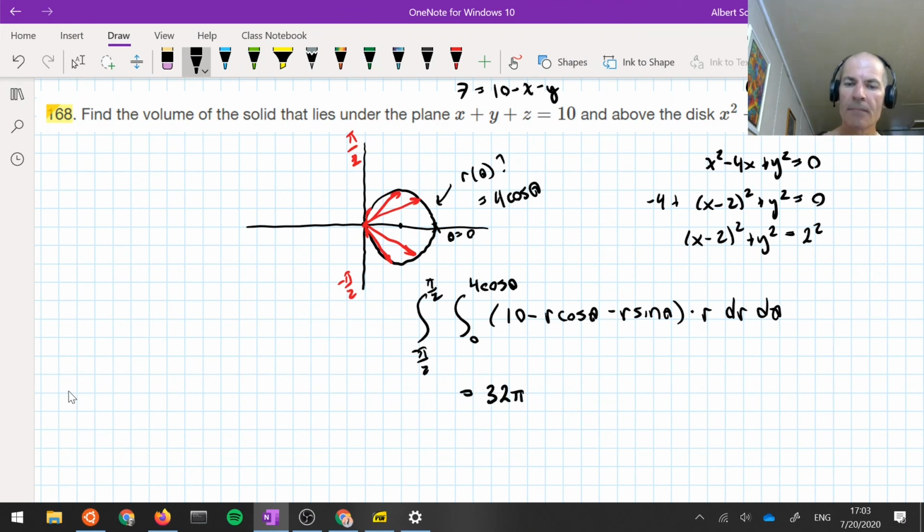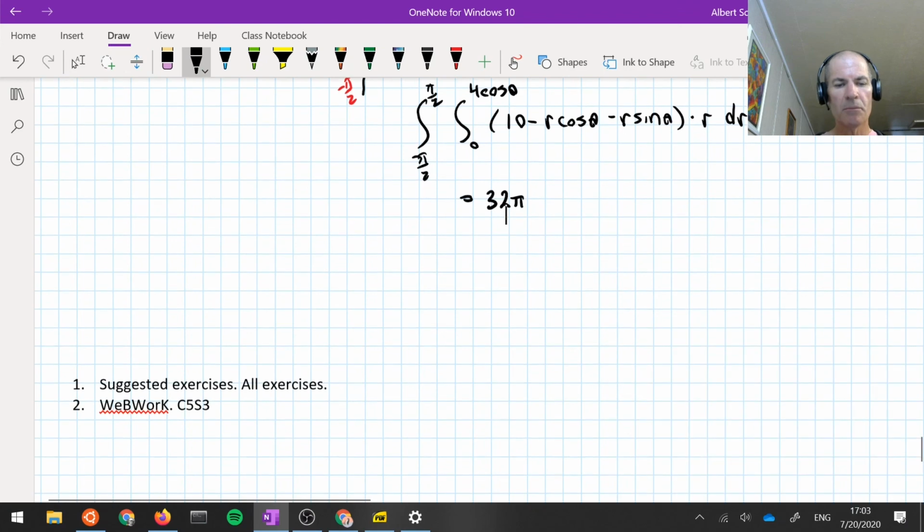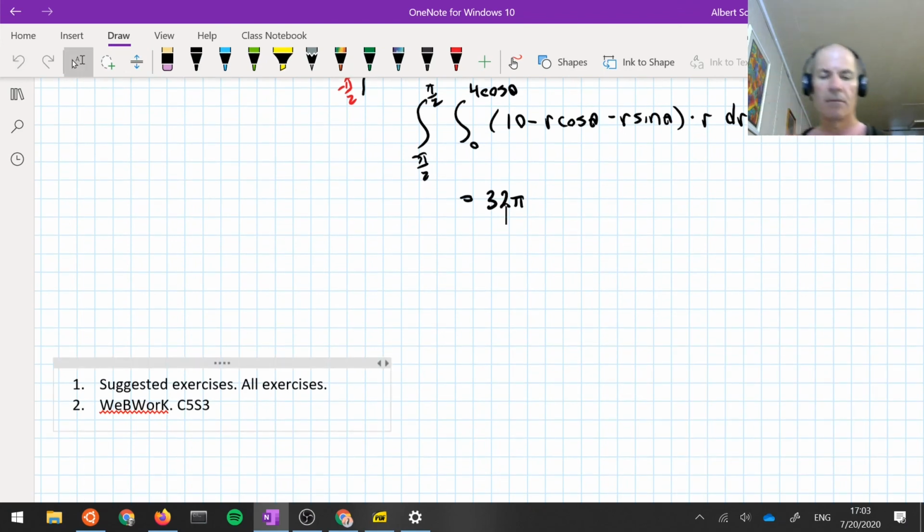All right. So that's polar double integration in a nutshell. I want you to move over and practice at least a couple of exercises in each of the major sections at the end, and when you've got things under control, go over to WebWork and try your hand at the Chapter 5, Section 3 assessment.